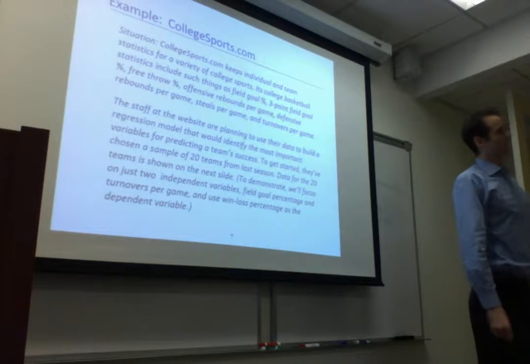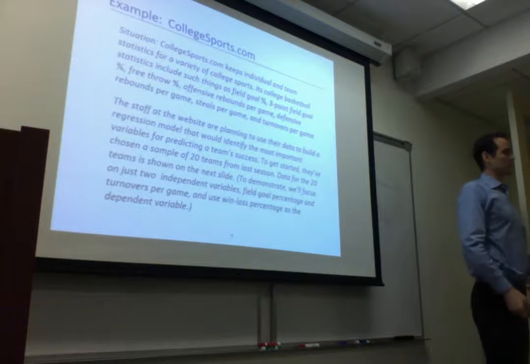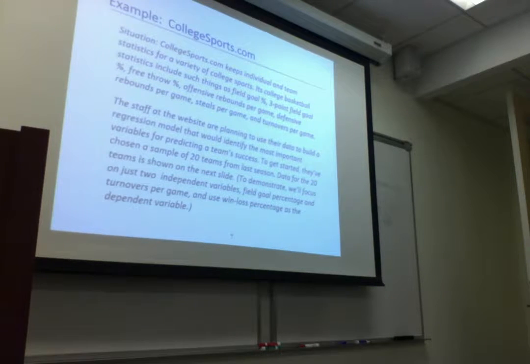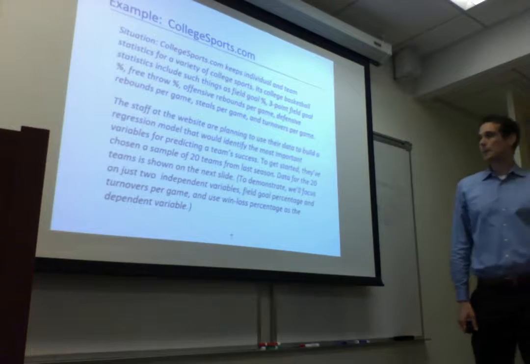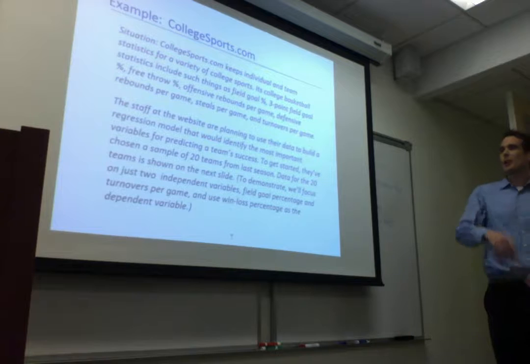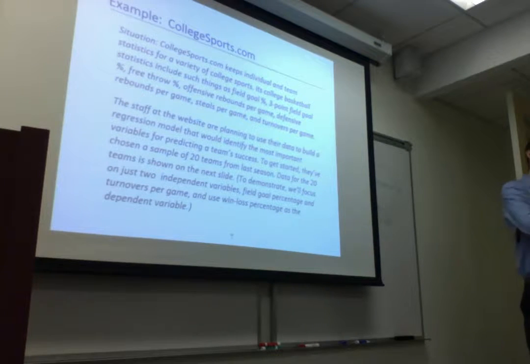Let's jump right in. Think about how we would solve a problem with multiple regression. So suppose this website, collegesports.com, keeps individual and team statistics for a variety of college sports. Its college basketball statistics include such things as field goal percentage, three-point field goal percentage, free throws, offensive rebounds per game, defensive rebounds per game, steals, turnovers per game. The staff at the website are planning to use their data to build a regression model that would identify the most important variables for predicting the team's success. To get started, they've chosen a sample of 20 teams from last season. Data for the 20 teams is shown on the next slide.